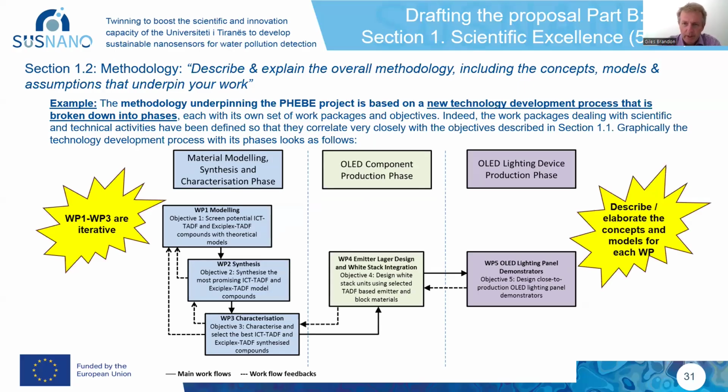Still in this section about scientific excellence, but now we're in section 1.2, methodology. Here the Commission wants us to describe and explain the overall methodology, including the concepts, models, and assumptions that underpin your work. Now, what you're seeing here is a figure that I had from my Phoebe project, the one dealing with organic light emitting diodes for lighting panels.